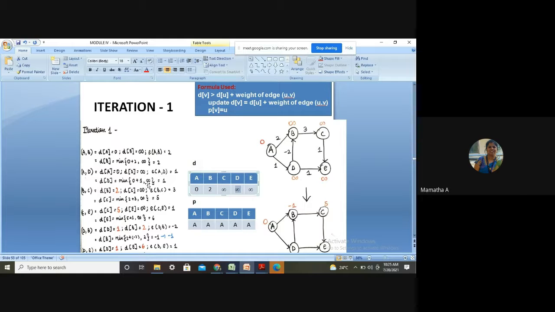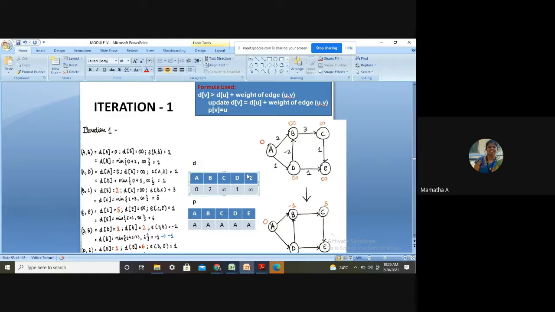So I have to compare the distance d of V, that is source to V, and also the distance from source to U to V. So via U, I have to find out the distance. Out of these two, I have to take the shortest one. Already you can see d of D is infinity. What is d of U? 0 plus 1, so 1. That means d of D, which was infinity, now becomes 1.